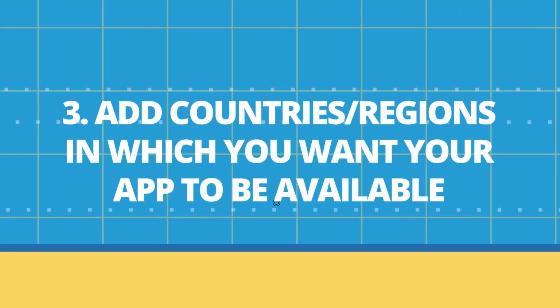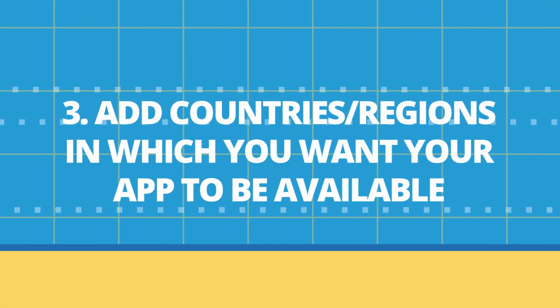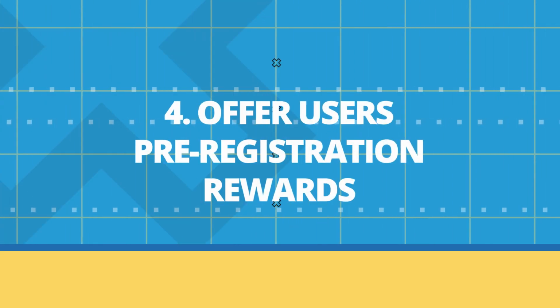The third step is adding countries or regions in which you want your app to be available. These ads will show to the countries or regions where the user is registered on Google Play, not where they're physically located. The fourth thing you might want to do is offer users pre-registration rewards. Give users an in-app product for free after they pre-register for the release. Folks will get their free item after they tap the pre-registration button on the App Store listing and pre-register for the app. After you've specified the supported devices, chosen the countries you want your campaign to run in, and decided whether or not to offer a pre-registration reward, you're ready to start your campaign.